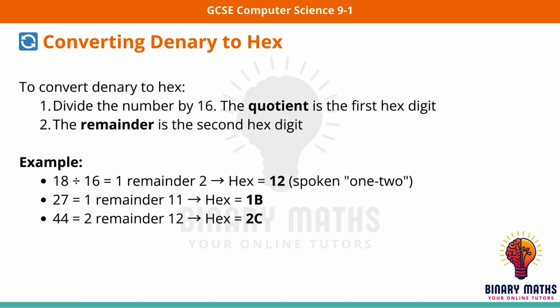Now convert 27. So 27 divided by 16 equals 1, and the remainder is 11.